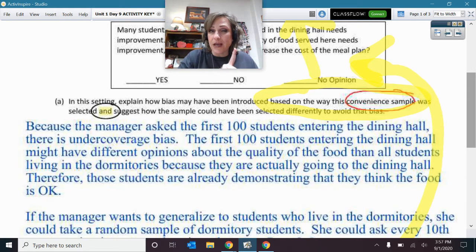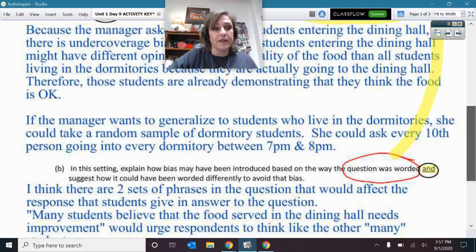Again, you didn't have to use that vocabulary under coverage, but you had to say their opinion. The first 100 people had an opinion not like all the dormitory students. Okay. And it says, suggest how the sample could have been selected differently to avoid that bias. That means suggest, be specific. How are you going to take a sample so that you get a representative sample of all the students in the dormitories? Okay, so I wrote this.